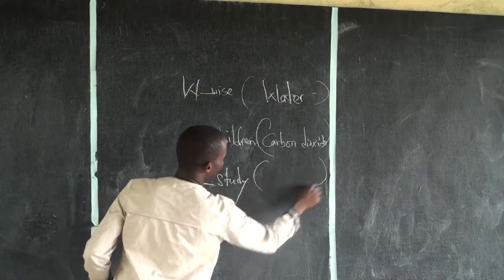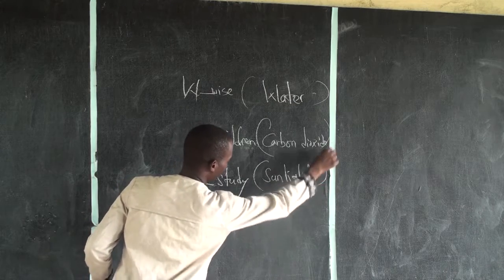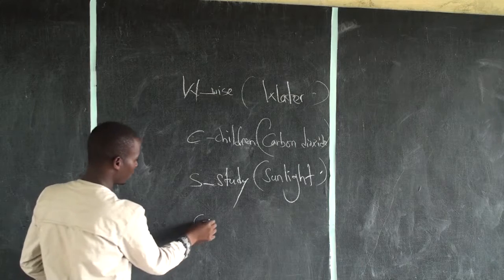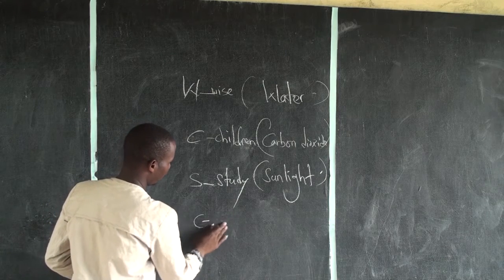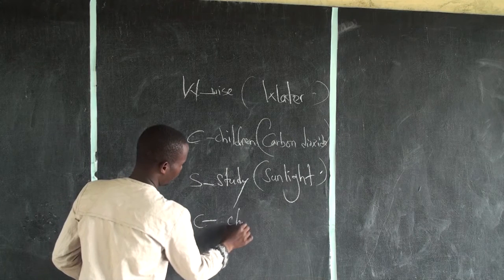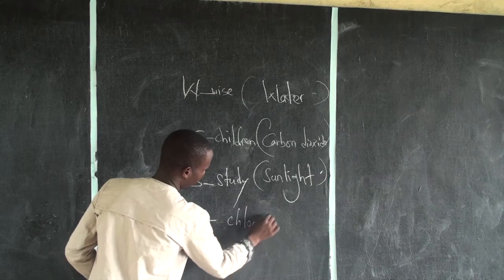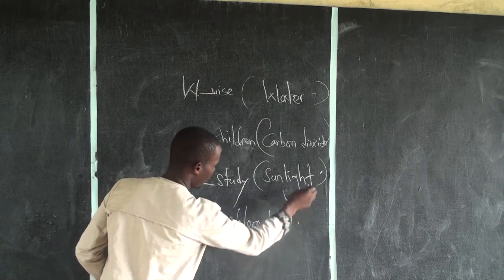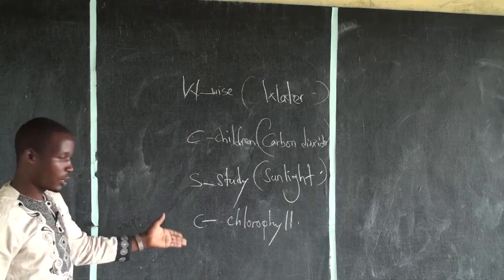This will give us sunlight. Lastly, this can stand for chlorophyll. And then it will give you C for chlorophyll. Take care of the spelling of this word. So simply, wise children study chlorophyll.